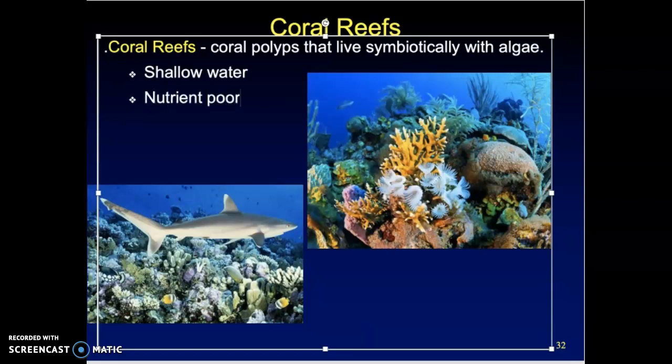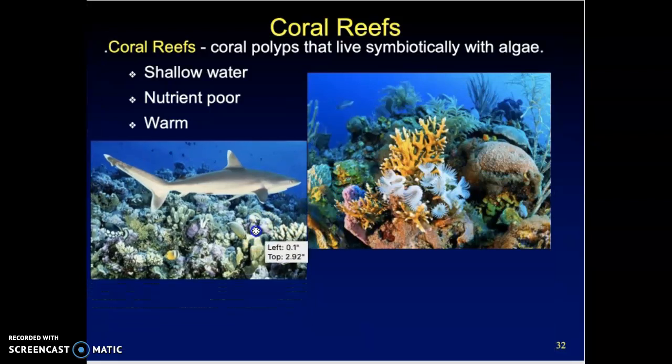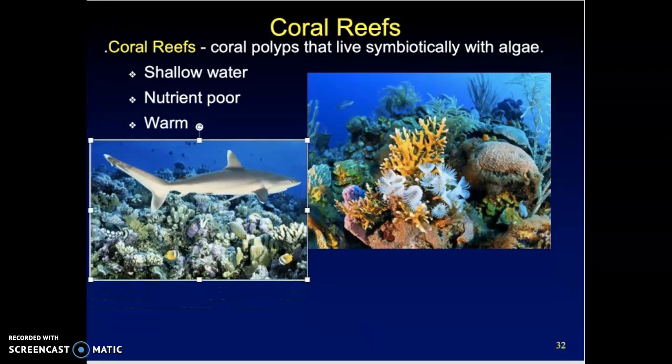So they tend to be in water that is nutrient poor. This allows sunlight to penetrate deeper, and the water tends to be warm tropical waters. Okay, so let me give you guys a little drawing here to kind of hopefully explain it better.